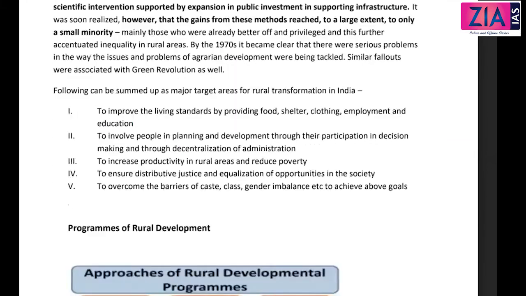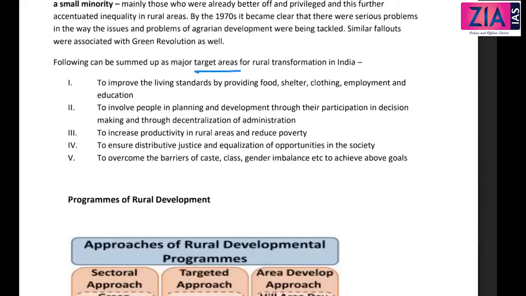The main target areas for rural transformation in the beginning were to improve the living standard by providing food, shelter, clothing, employment, and education, and to involve people in planning and development through their participation in decision making and through decentralization of administration. Here we will be discussing an attempt which was made initially, the community development program. From here the concept of panchayati raj institutions or democratic decentralization actually comes.